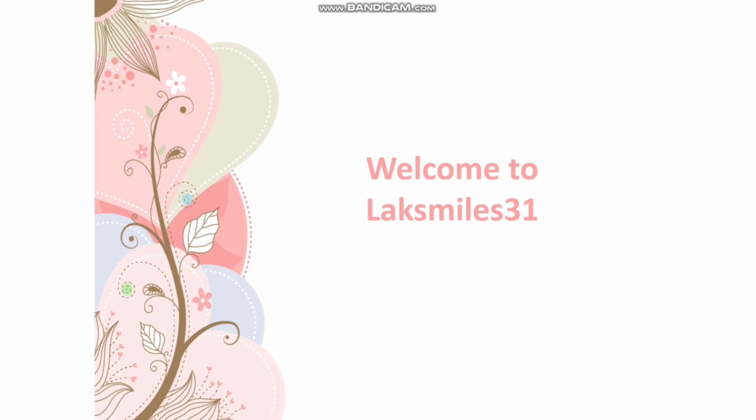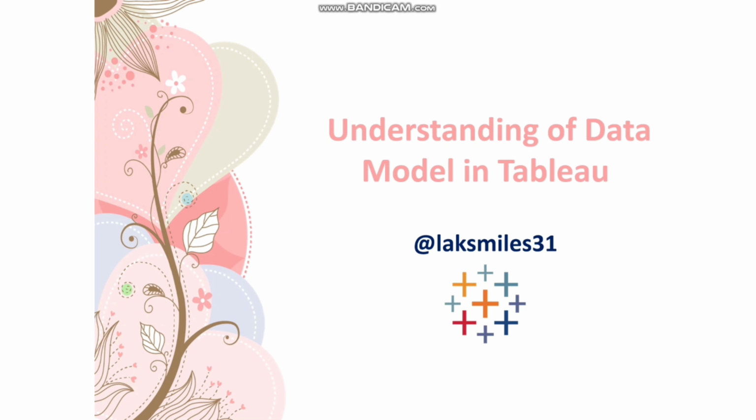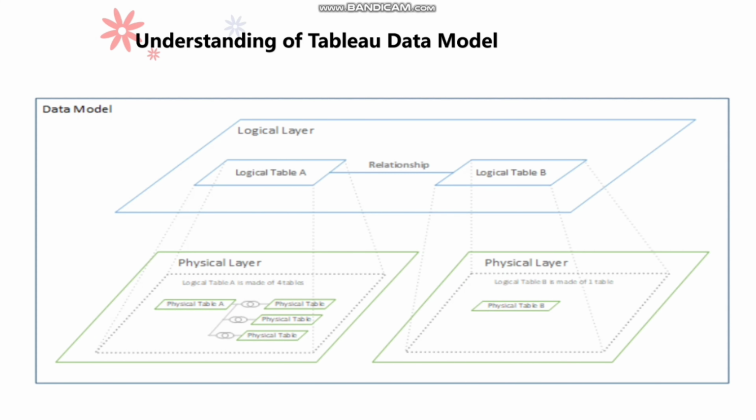In today's video, I'm going to talk about understanding of data model in Tableau. Let's get started. In Tableau data model, we have two different layers. One is a logical layer and the other one is a physical layer. In the logical layer, we can see one logical table is combined or connected to another logical table, and we can connect to multiple logical tables as well. And in the physical layer, we can see one physical table is connected to multiple physical tables or join. We can perform join or union operations on multiple physical tables within a physical layer.